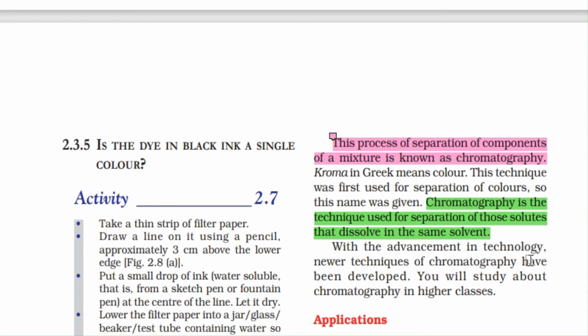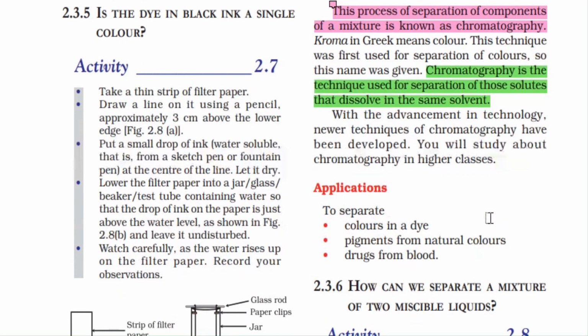With the advancement in technology, newer techniques of chromatography have been developed. We will study about chromatography in higher classes. And what are the applications of chromatography? To separate colors in a dye, pigment from natural colors, and drugs from blood. Very important, you can write it down.